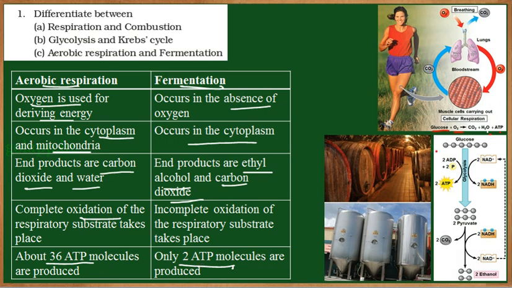So here you can see 6 carbon glucose. First glycolysis takes place, giving rise to pyruvate, a 3 carbon compound, and this pyruvate is further broken down to ethanol, ethyl alcohol, during which some carbon dioxide is released. And all the carbon is not completely removed from the glucose. So it is incompletely oxidized and energy is released in the form of ATP molecules. So these are the differences between respiration, combustion, glycolysis, Krebs cycle, aerobic respiration and fermentation.